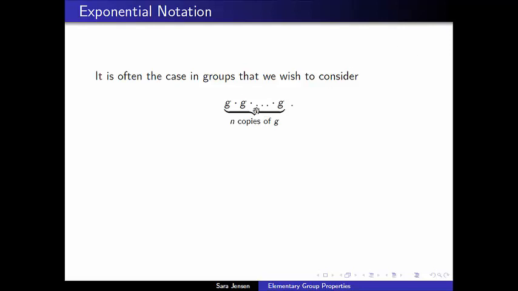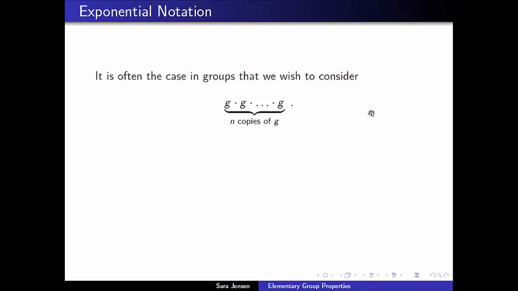G, G, and so on. Let's say, all in all, we have n copies of G. As n gets large, it can get quite cumbersome to write G, G, G, and so we wish that we had a notation that would help us to remember this.